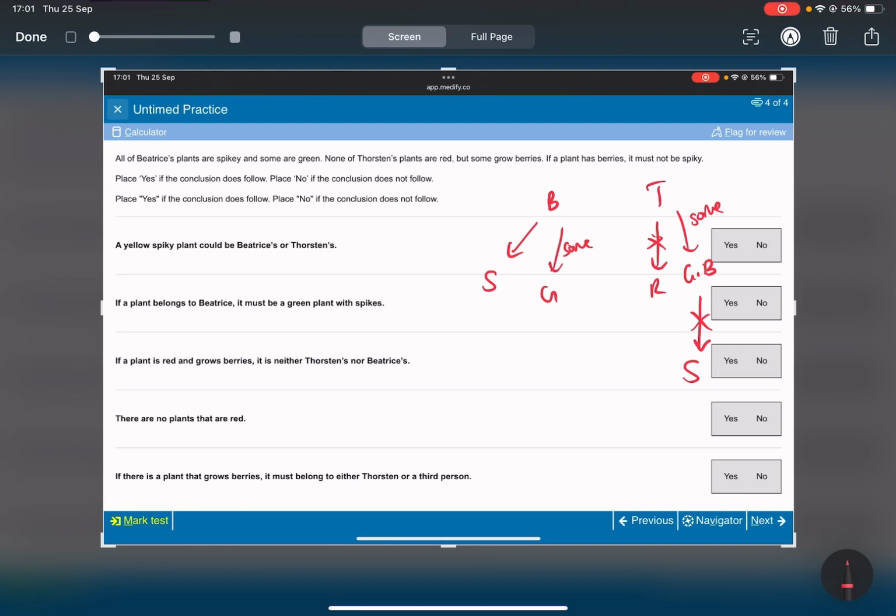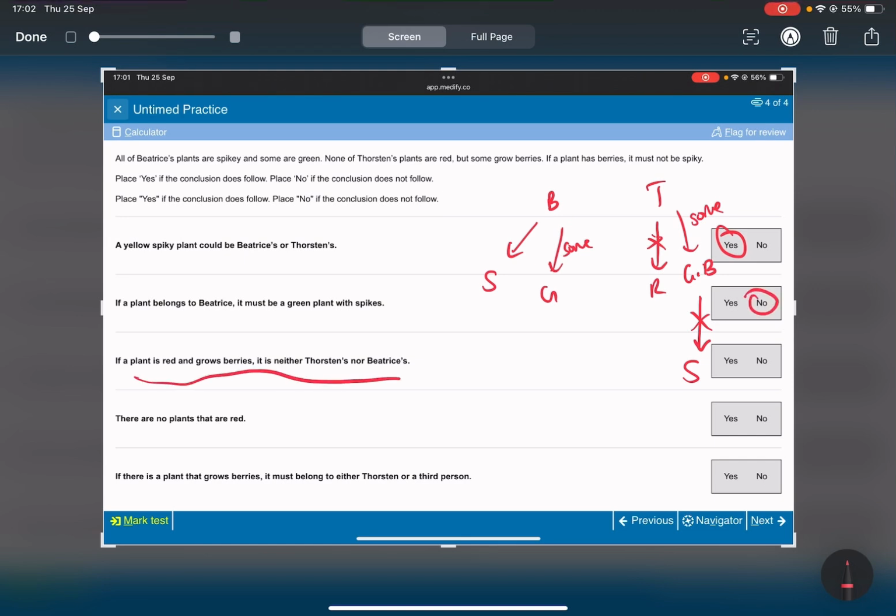Okay, if a plant has berries, it must not be spiky. So a yellow spiky plant could be, yeah, because all of Beatrice's are spiky, so it could be. So Thorsten's, none of his are red, but some grow berries. Yeah, because this is true. It could be either of them, because it could be Thorsten's and just be a non-spiky one. If a plant belongs to Beatrice, it must be a green plant with spikes. No, because only some of them are green.